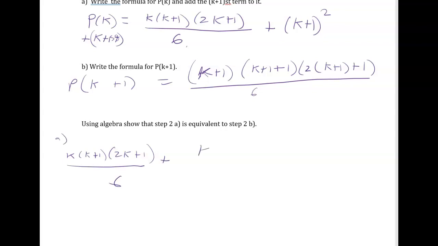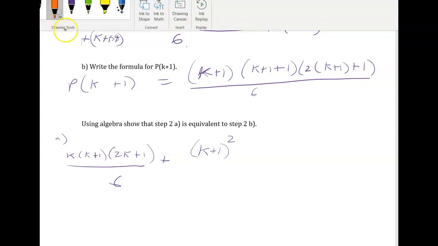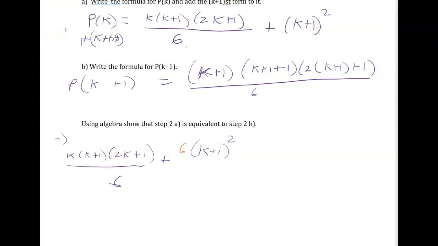Plus, and I have k plus 1 squared, but I need to write that over 6. So what I do is I say, well, I'm going to multiply it by 1 in the form of 6 over 6. That's how you make a common denominator out of that. You had a 1 on the bottom, you need a 6 on the bottom, you also have to put a 6 on the top. When you multiply anything by 6 divided by 6, you're just keeping the value the same and changing the form. So now I use some algebra steps for this.